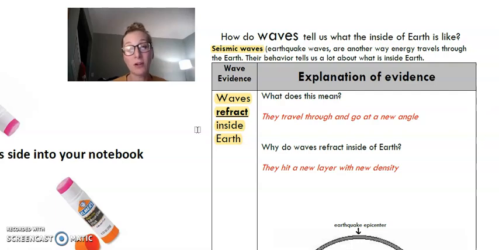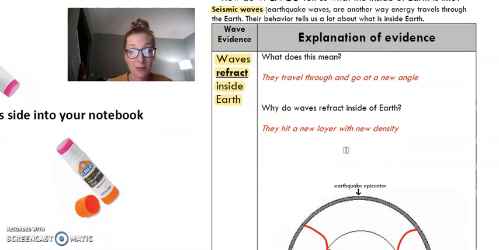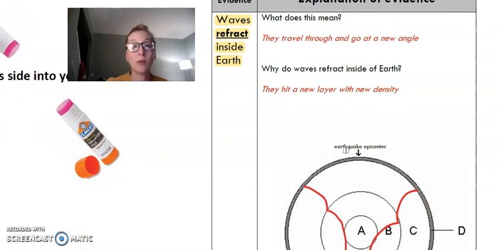That's a wave behavior. We've talked about this before, and I showed you the pencil inside of the tub of water. When you have that pencil in there, it looks offset, even though the pencil hasn't changed. Remember, what's happening is that the waves are traveling through the air, and then they hit the water, which has a different density, and it changes how the waves behave and bends their path at a different angle. So what does that mean? Refract means that the waves travel through and go at a new angle.